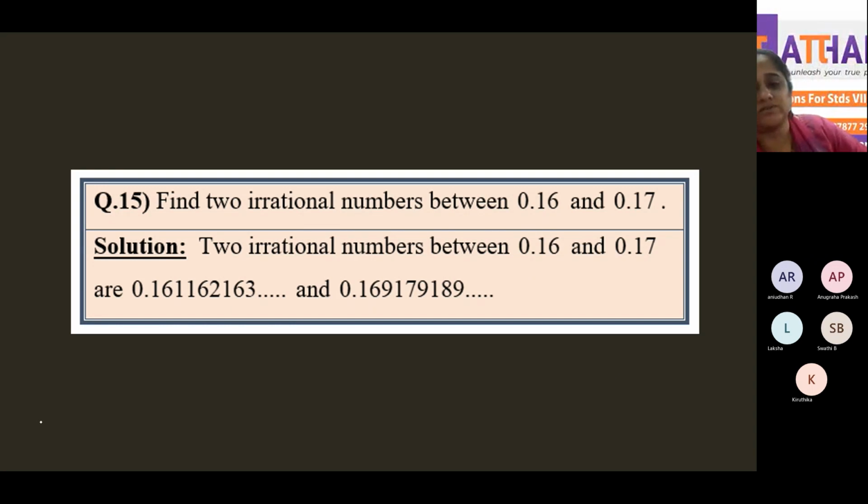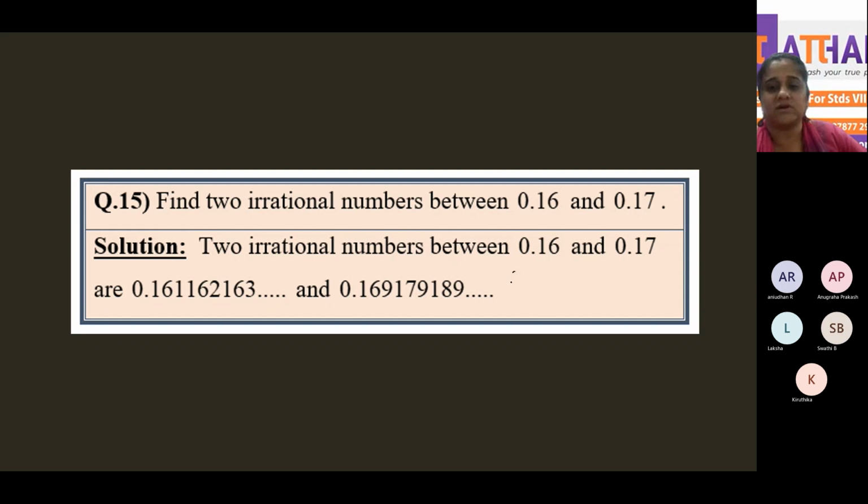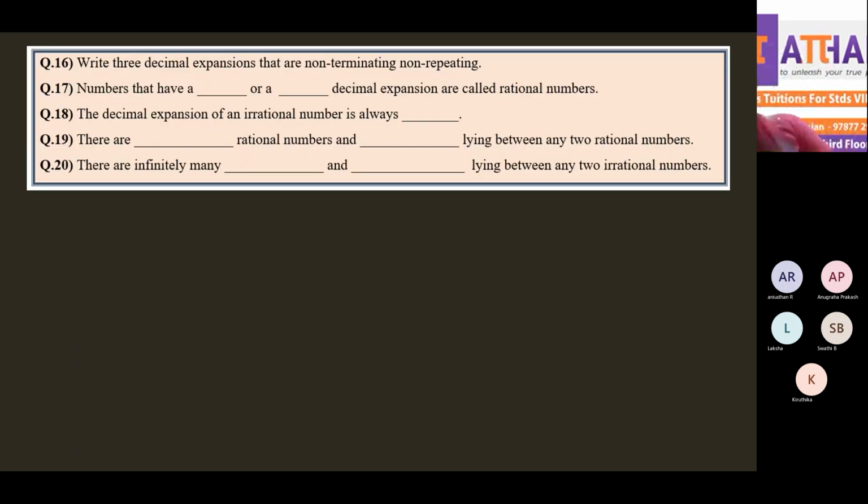Okay, so that's about irrational numbers. Irrational numbers means you will have to write non-terminating, non-repeating decimals. So just increase your space between the numbers. 0.16 and 0.17 can be treated as 160, 170. So you're increasing the space. 160, 170. So 2 numbers: 161, 169. And then make it non-terminating, non-repeating.